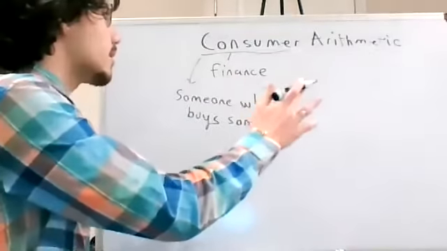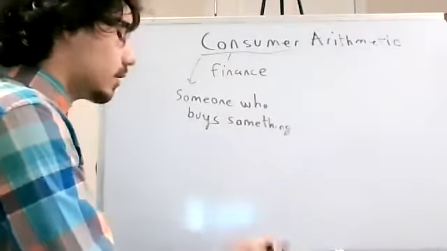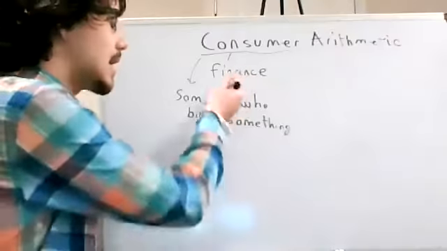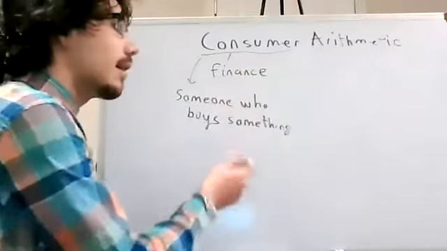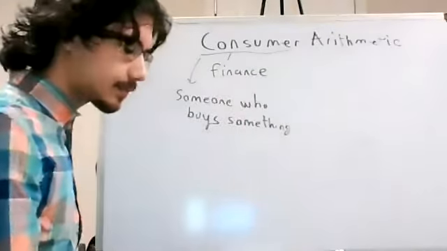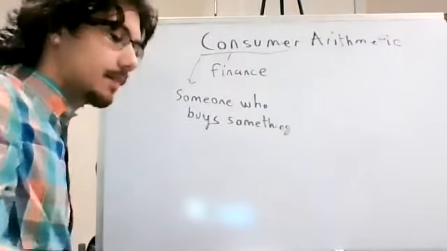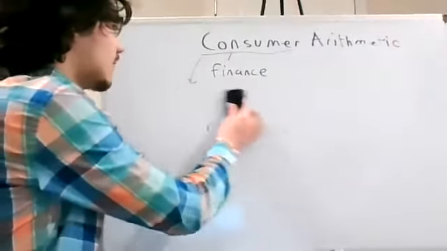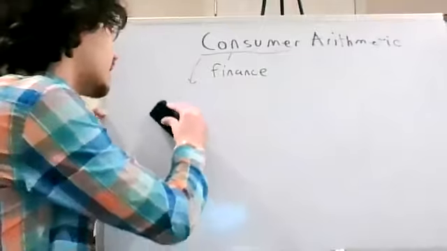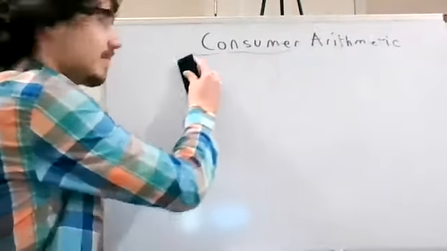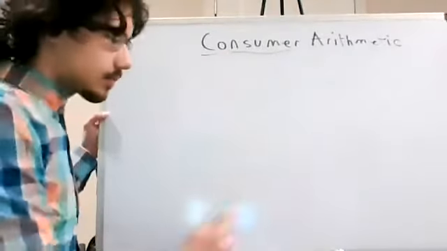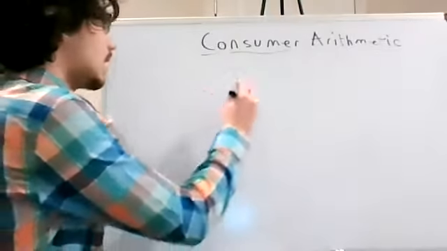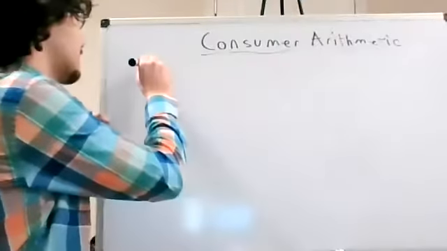So consumer arithmetic, this is the math that you will use in terms of money and when you're going out and doing things. Specifically, what we'll mainly go over today is in regards to buying things. So it's all about buying things.